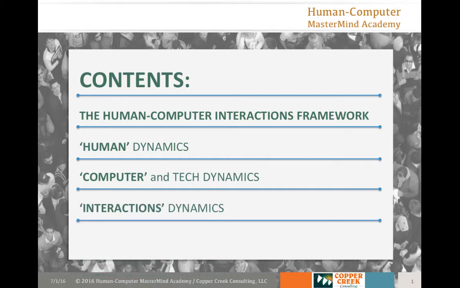Third are the interactions between those humans and those computers, and this is a very rapidly advancing science, and there's a lot of dramatic insights in this realm that will help you and your audience be more successful with whatever that you're trying to accomplish.